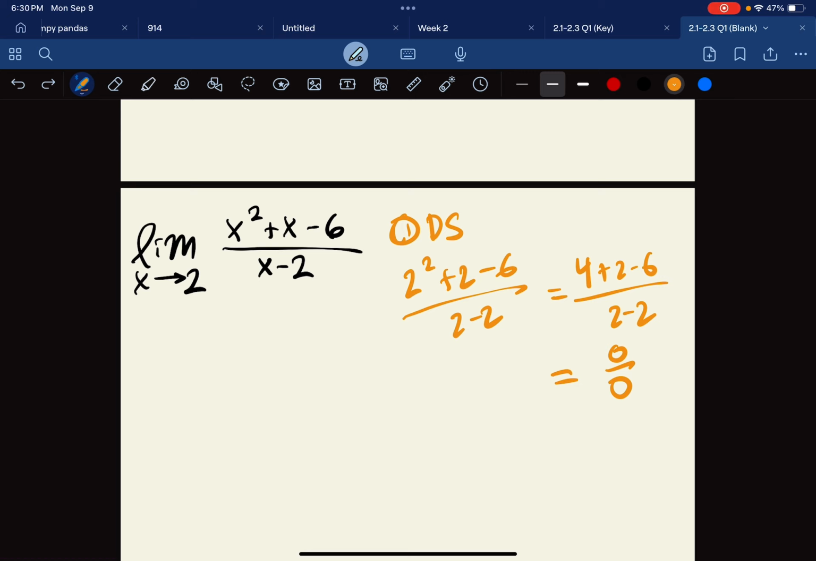You should be thinking factor. The giveaway that you want to factor is usually you have a trinomial in the numerator and a binomial in the denominator or something like that.